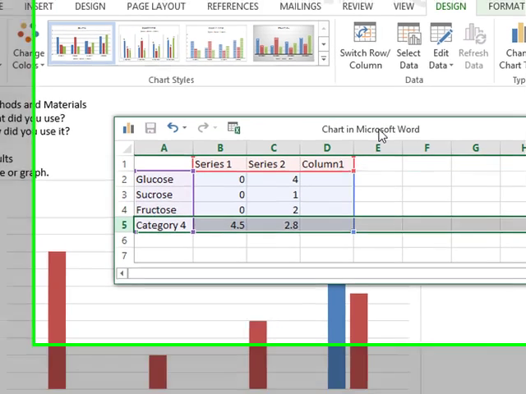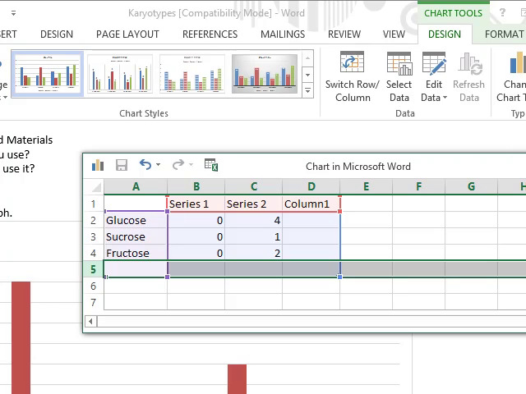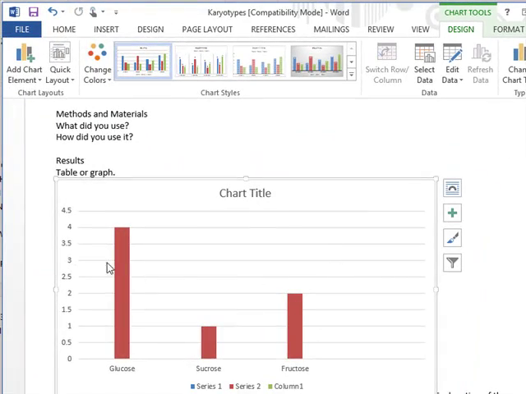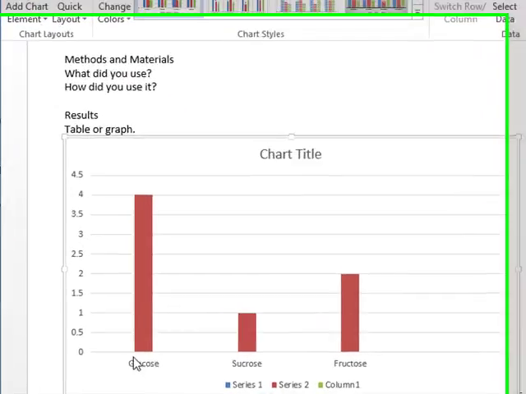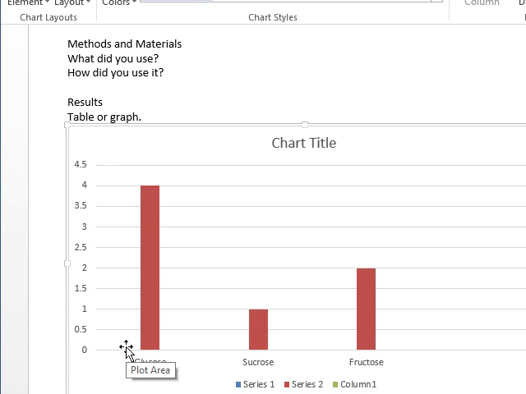After you were done with all of that, you can close this and it's going to show you your actual bar graph. Your zeros are on there, they're just zeros, and so they're not actually showing up as a bar. It will automatically insert that in there, so that's how you make a graph. Good luck.